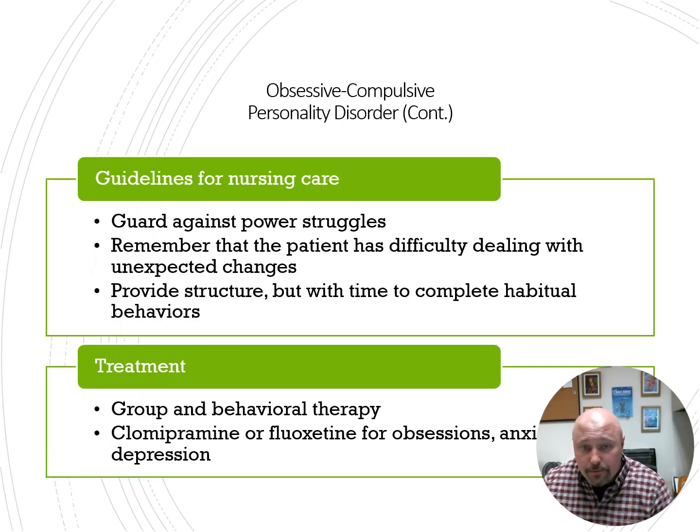When treating a patient with obsessive compulsive personality disorder, we want to guard against any power struggles. Remember that the patient has difficulty dealing with unexpected changes, and provide structure but with time to complete habitual behaviors. We also want to focus on both group and behavioral therapy, along with drugs like clomipramine or fluoxetine, Prozac, for their obsessions, anxiety, and depression.